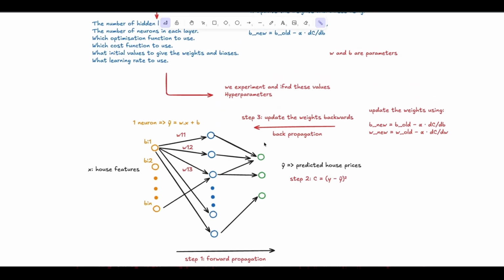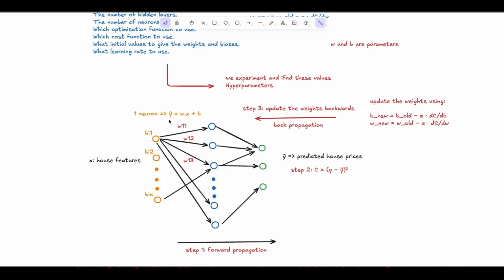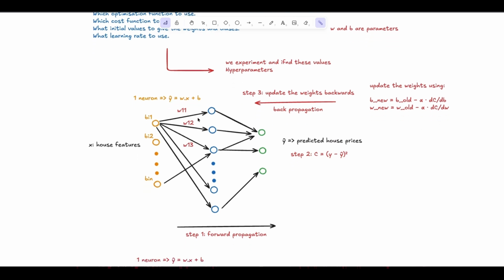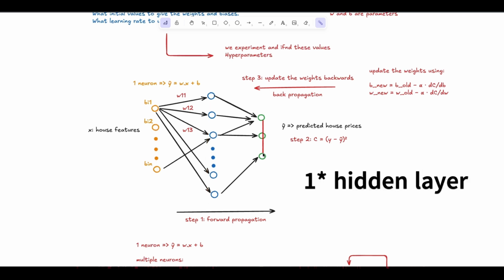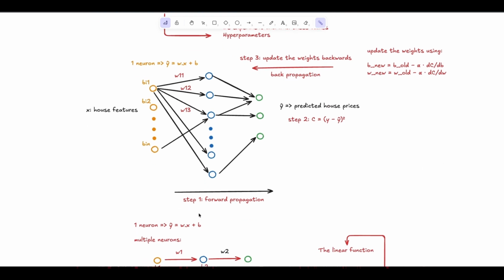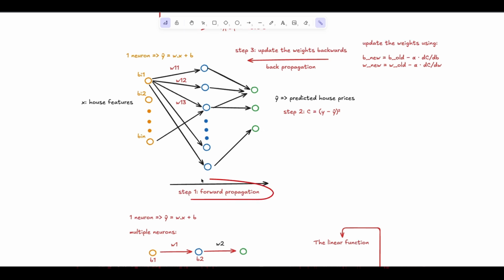Now, in everything we discussed so far, y hat equals Wx plus b, there was only one weight and one bias. Let's scale this up. Imagine a network with one input layer, two hidden layers, and one output layer. Step 1. We start with random weights for every connection. We pass our input through all the layers and finally compute y hat, our predicted output. For example, predicted house prices based on input features like area, location, and number of rooms. This forward pass is called forward propagation.